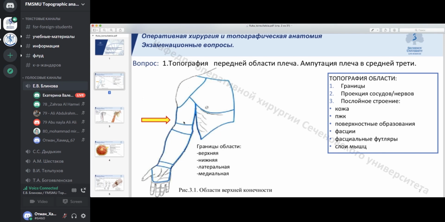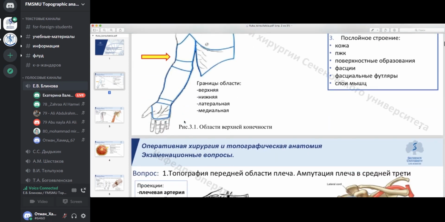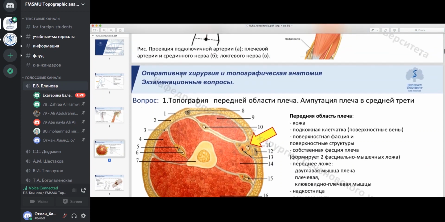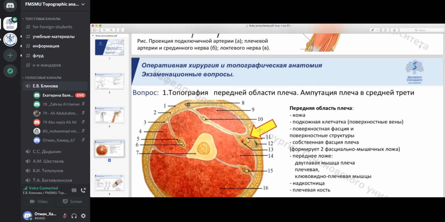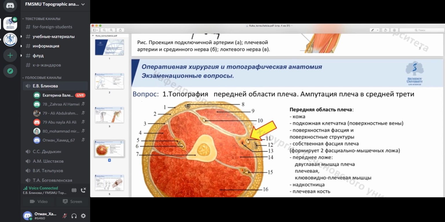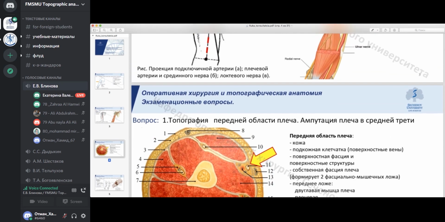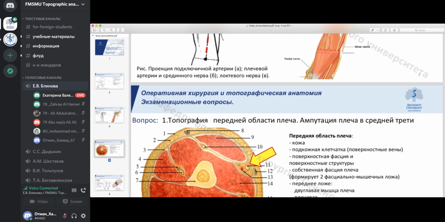Firstly is the skin, next the subcutaneous tissue. Subcutaneous tissue contains the veins and superficial nerves which supply the skin. These are the cephalic vein and basilic vein. The nerve which supplies the skin of the anterior region of the arm is the medial brachial cutaneous nerve, which starts from the medial trunk of the brachial plexus. The next is the superficial fascia, and the next is the proper fascia.